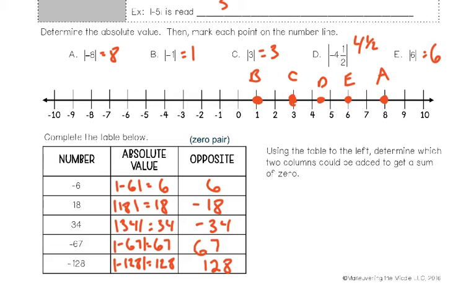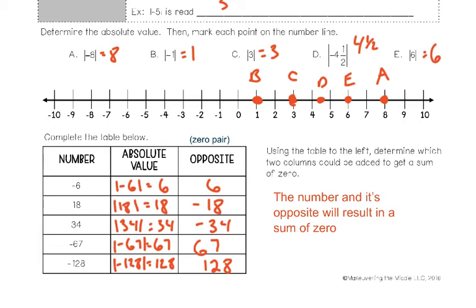So the question that's checking in here says, using the table to the left, determine which two columns can be added to get a sum of 0. So it's saying, do I add the number with its absolute value or with its opposite to get 0? So think back about our definition. An opposite is a zero pair. So 34 and -34 make 0. -67 and 67 make 0. So what I want you to remember is that a number and its opposite will always add to equal 0.